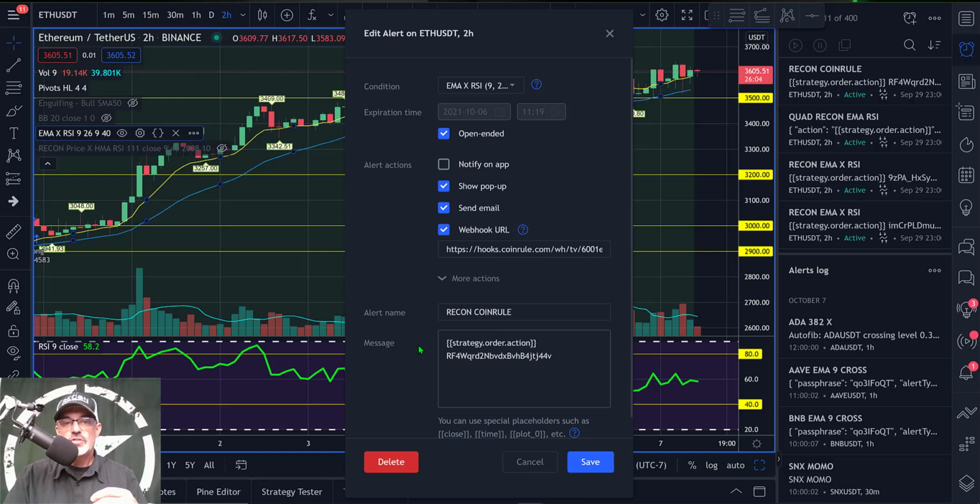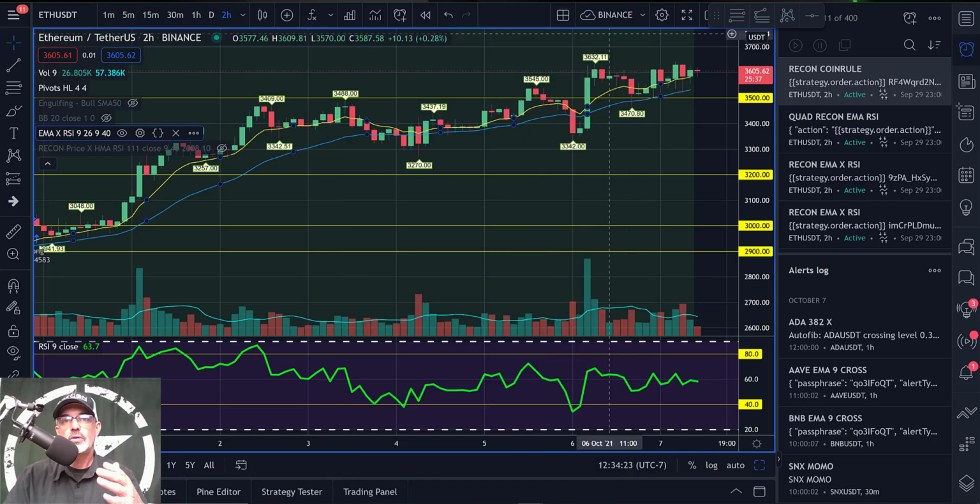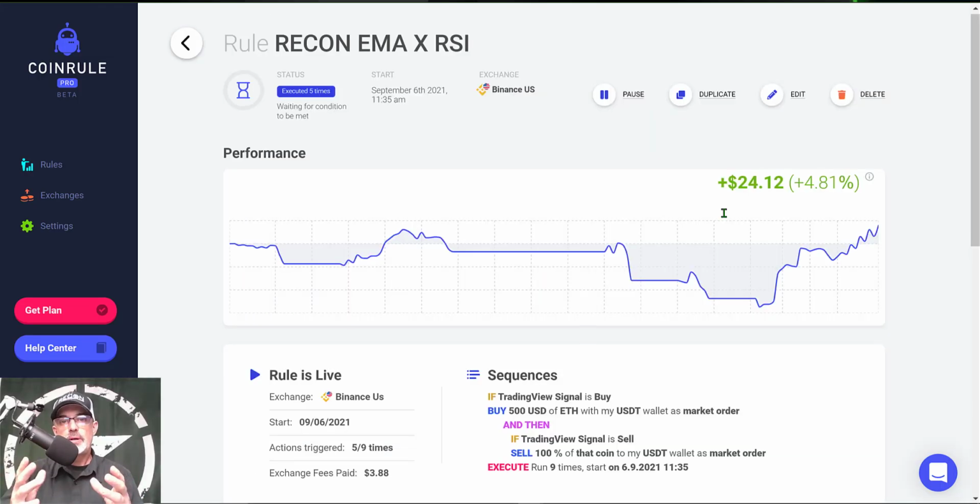And you can see the message is based on my strategy, and there is a video on the actual configuration of this bot in CoinRule, so I'll drop that in the description down below as well. But right now, this alert is what is actually triggering the buy and sells over here on CoinRule. And so I think that pretty much wraps it up.